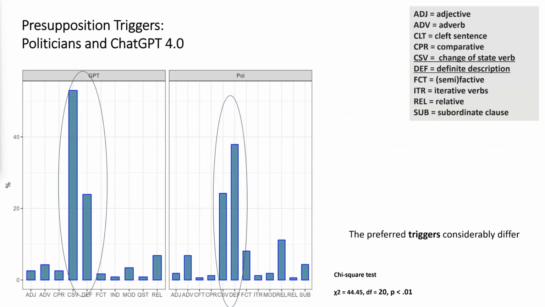If we look at the triggers that convey these potentially manipulative presuppositions, we can see that in both corpora there are two triggers associated with PMPs, which are change of state verbs, like "raise up" or "build," and definite descriptions, like "the Euro monster" or "these liars," "these lies." Interestingly, definite description is the most common trigger in the politician data, while change of state verbs are much more common in ChatGPT texts.